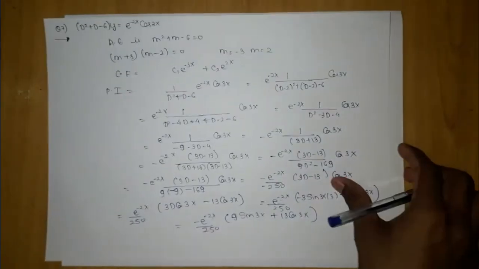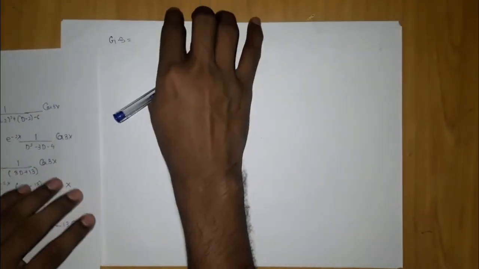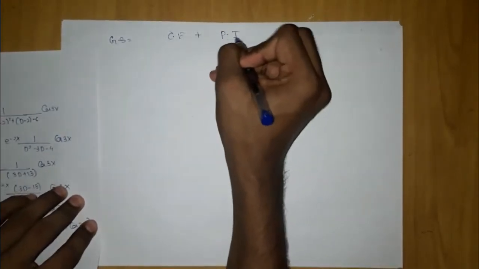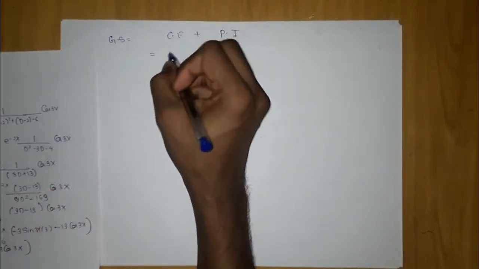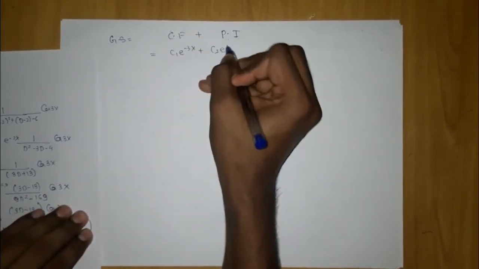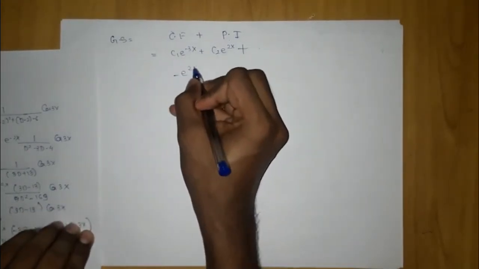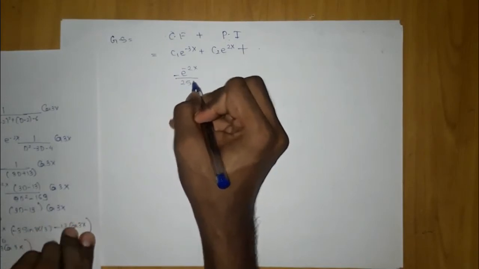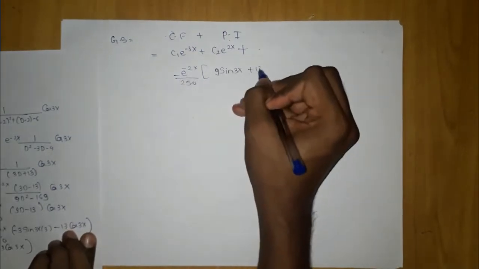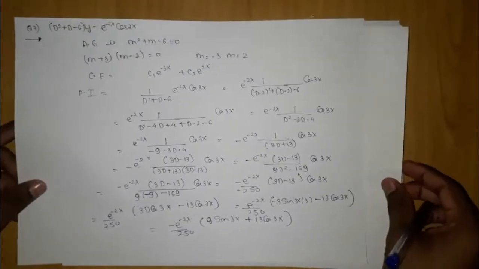Now to get the general solution, it is a combination of two things: complementary function plus particular integral. So it will be nothing but c1 e to the power minus 3x plus c2 e to the power 2x plus minus e to the power minus 2x the whole upon 250 (9 sin 3x plus 13 cos 3x). So this is our required answer. Hope you understand each and everything.